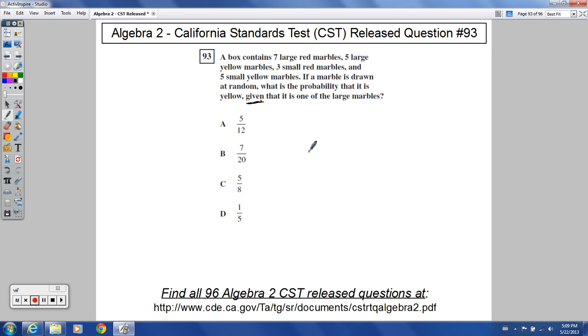So this box, it's got red, it's got yellow. I'm going to put that over here because I'm going to actually draw things in this box. This is going to be a very simplistic box right there. We've got 7 large red ones. I'm not going to draw 7 of them, I'm just going to write the number 7 on there. 5 large yellow ones.